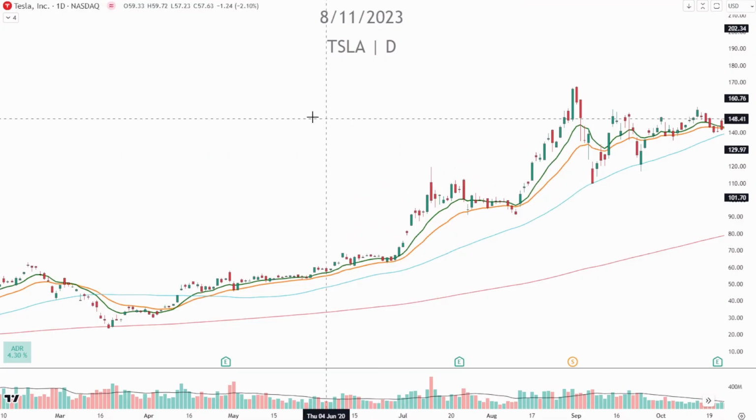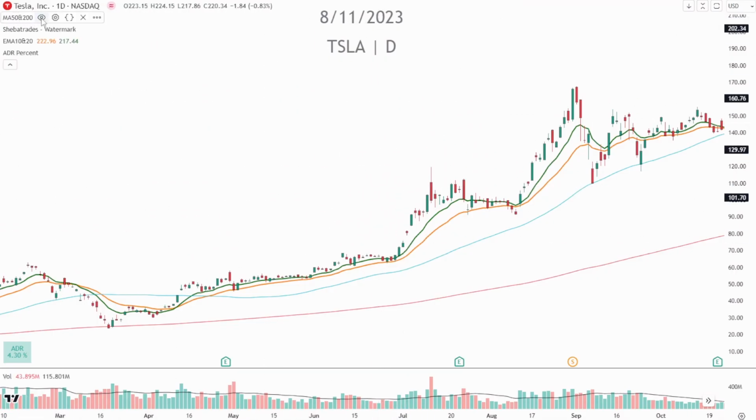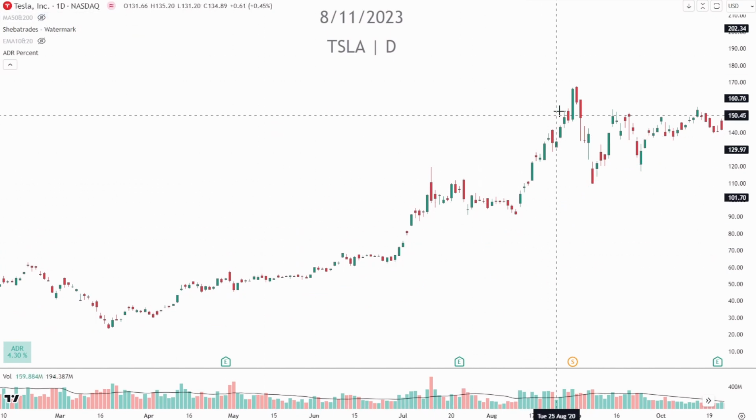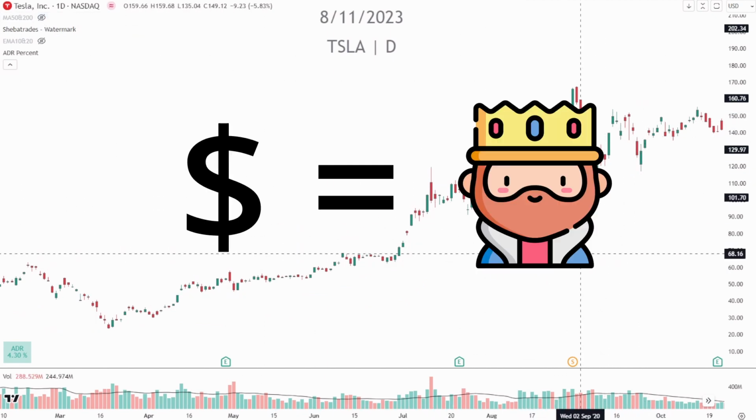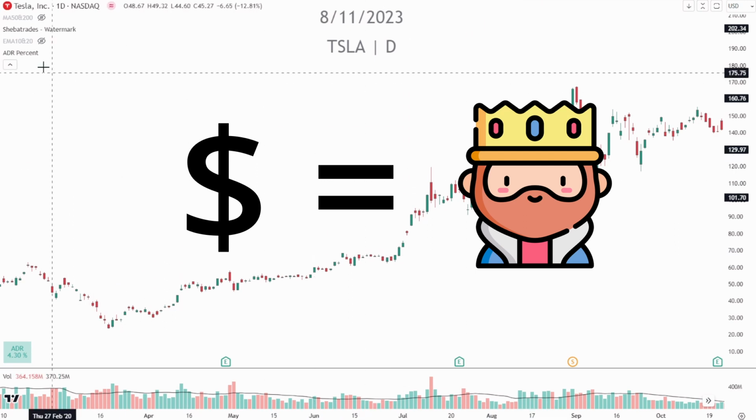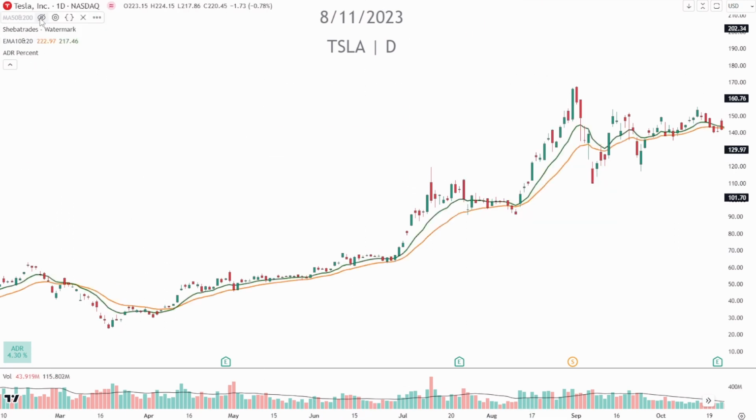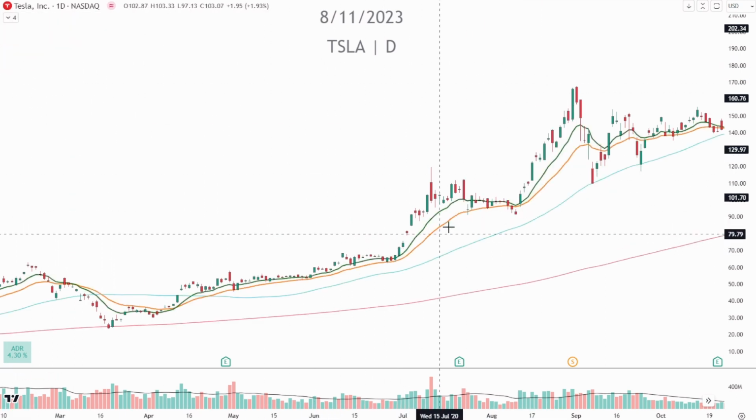So let's start here looking at this chart of Tesla, and we're going to be jumping around this particular stock. But what I want you to understand is there are levels to this. So you have to think about it this way. Price action is king. It should always be your main focal point. The moving averages are indicators, therefore they're secondary.